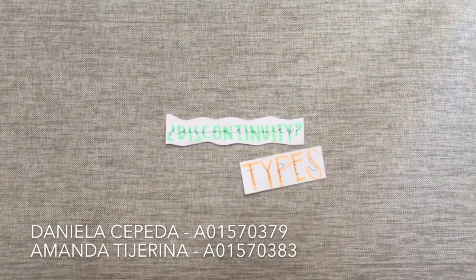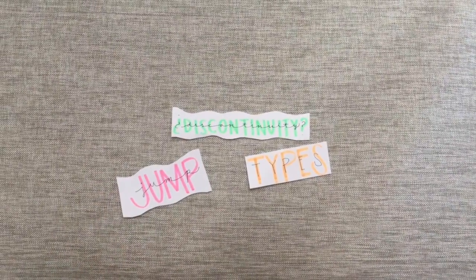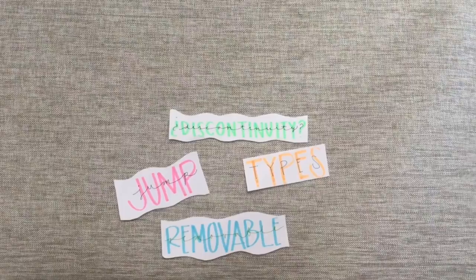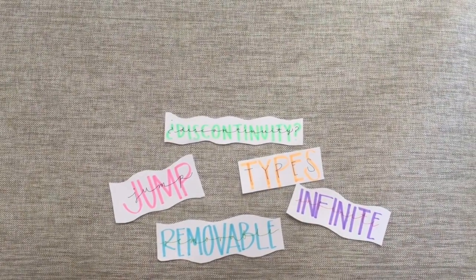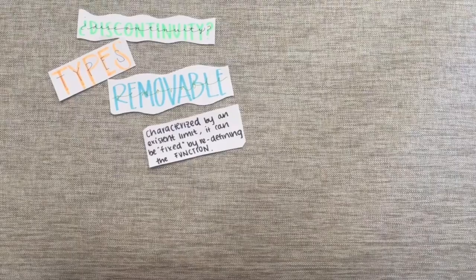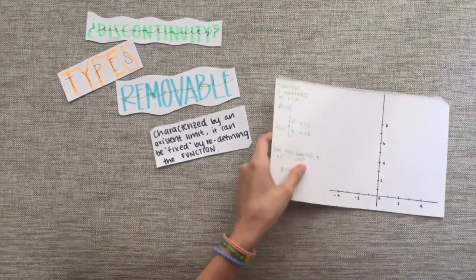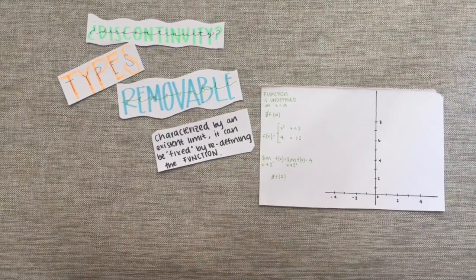Discontinuity is a graph that has points in it and can't be drawn without picking the pencil up. There are four types of discontinuity: jump, removable, infinite, and mixed, and endpoint. An example may be that the function is undefined at x equals a.